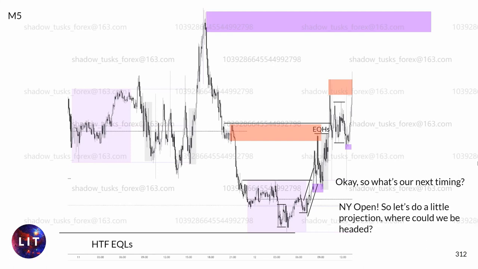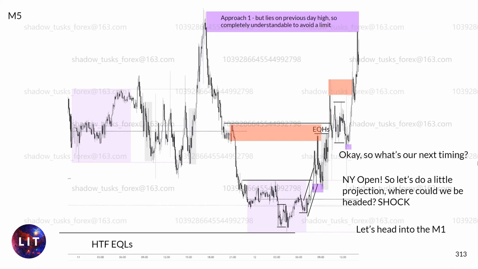So let's do a little projection. Where do we think New York Open could be headed? Damn, what a surprise, right? Again, I know we said let's do a little projection, but when you're trading live, you're not going to be sitting there like, oh yeah, it has to do this and it has to do this. No, we're just reacting to what we see, right?